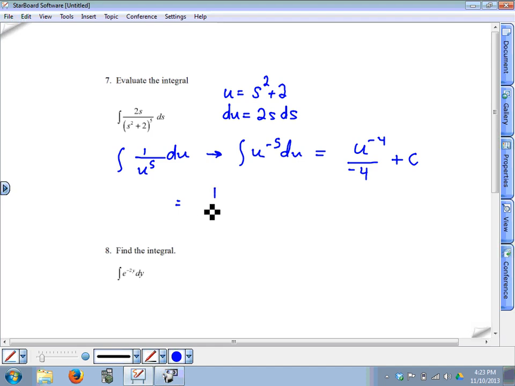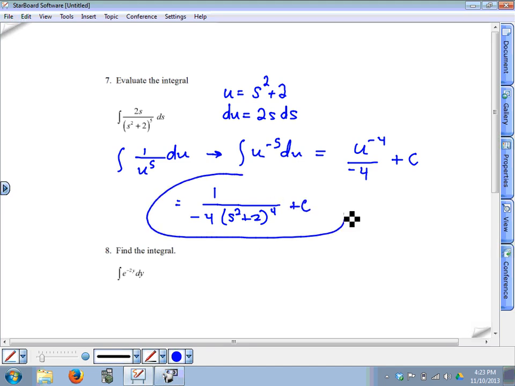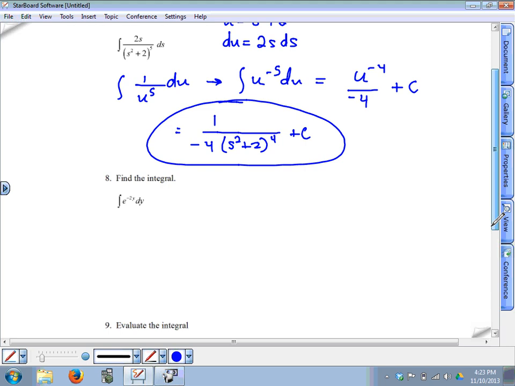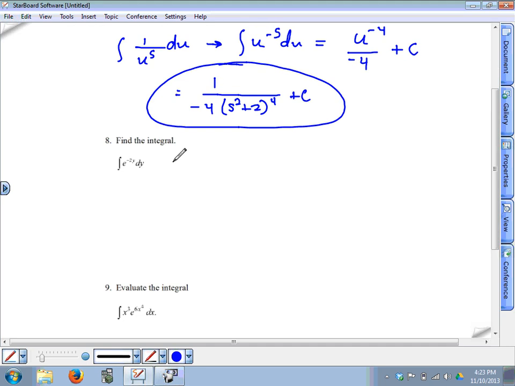Final answer is 1 over negative 4 times s squared plus 2 to the positive 4th power plus c. Question 8. We're going to let u equal negative 2y, du then is equal to negative 2 dy.